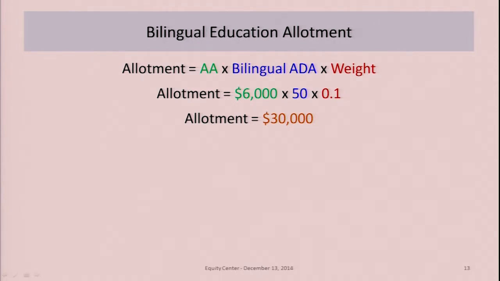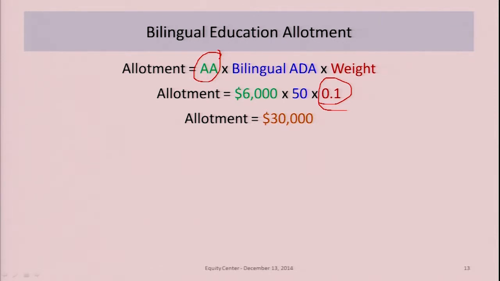Bilingual is the same thing, except for the student count, you use bilingual ADA, average daily attendance of the students who are in the bilingual or ESL, English as a Second Language programs. And of course, the adjusted allotment's the same in every case. You'll notice that the weight for bilingual is only 0.1.